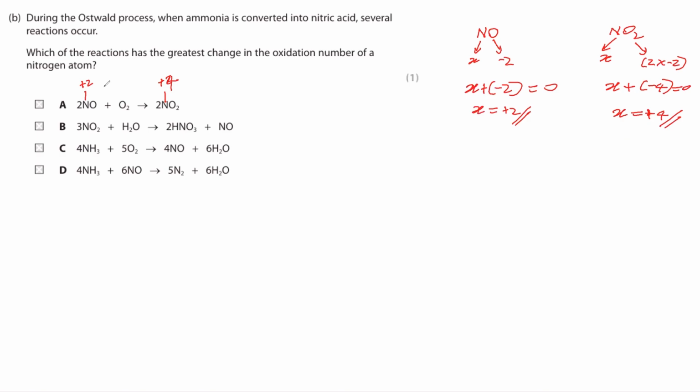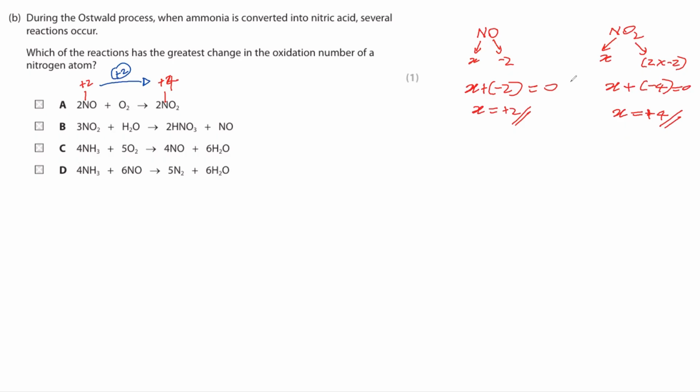Greatest change. So +2 becomes +4. The change is +2, because +2 plus 2 is +4. The change that has happened is by +2, by two digits. So that means 2 became 3 and 4. That's where the change comes from for answer A.